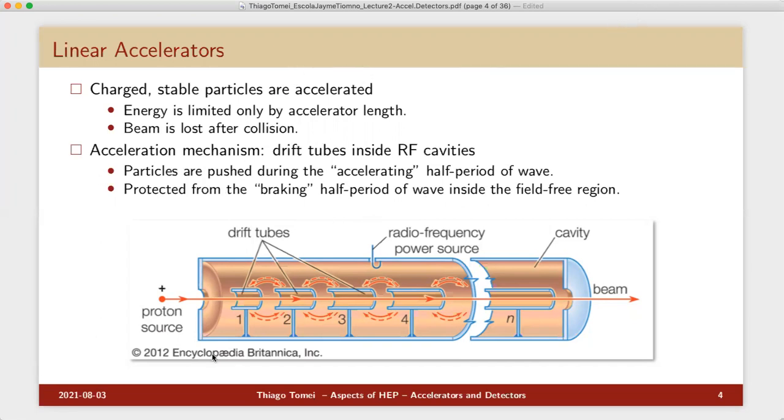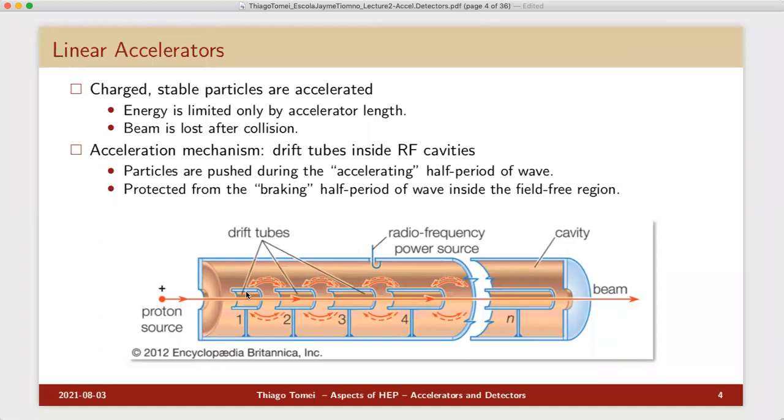So the problem here is that the energy will be limited only by the accelerator length. Of course, you can put more and more of these resonant cavities one after the other, but you are limited on space. And you can only add so much energy at each step. You hit diminishing returns because, even though you add more and more energy, the speed has a limit, which is the speed of light. So you cannot get around it.